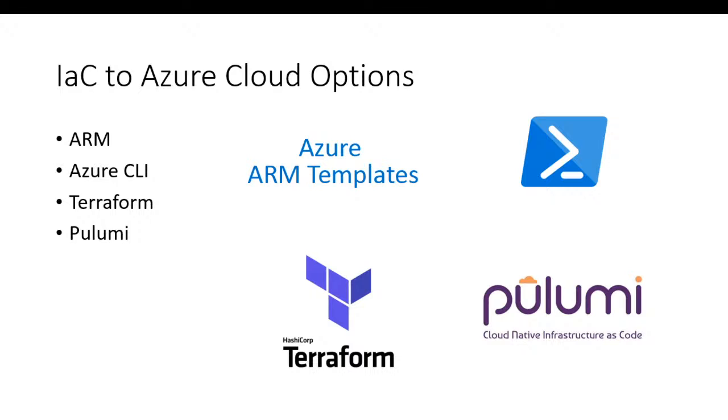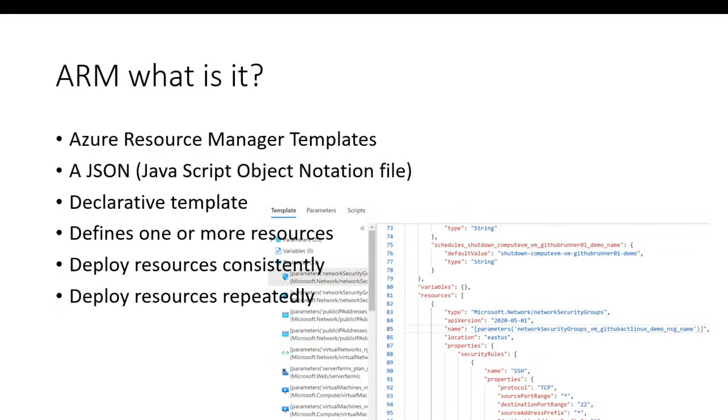So these are the infrastructure automation technologies we are going to look at in today's session. First, I will explain about ARM templates, and then Azure CLI and Terraform, and finally we can discuss Pulumi. So let's start with the ARM templates.